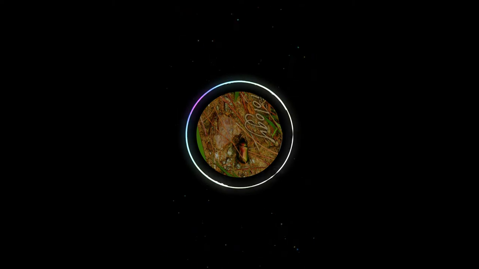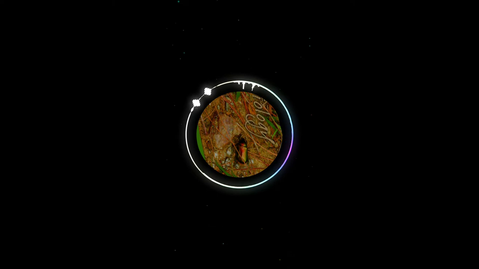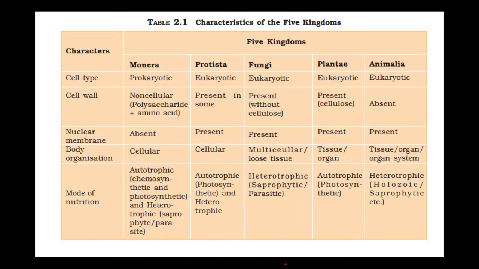R. H. Whittaker, 1969, proposed a five-kingdom classification. The kingdoms defined by him were named Monera, Protista, Fungi, Plantae, and Animalia. The main criteria for classification used by him include cell structure, thallus organization, mode of nutrition, reproduction, and phylogenetic relationships. You can see in Table 2.1 on your screen, which gives a comparative account of different characteristics of the five kingdoms. Let us look at this five-kingdom classification to understand the issues and considerations that influence the classification system.